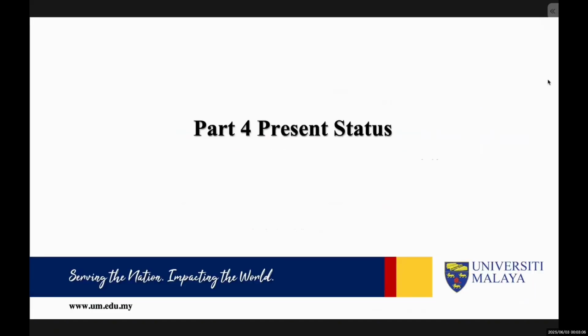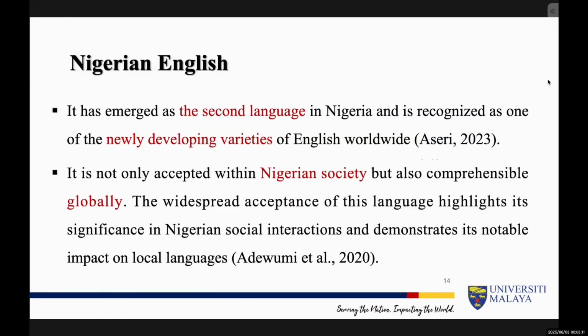And the next part is the present status of the languages. The first one is Nigerian English. It has emerged as the second language in Nigeria and is recognized as a newly developed English variety. It's not only accepted within Nigerian society, but also comprehensible globally. The widespread acceptance of the language highlights its significance in social interactions and demonstrates the notable impact on local languages.